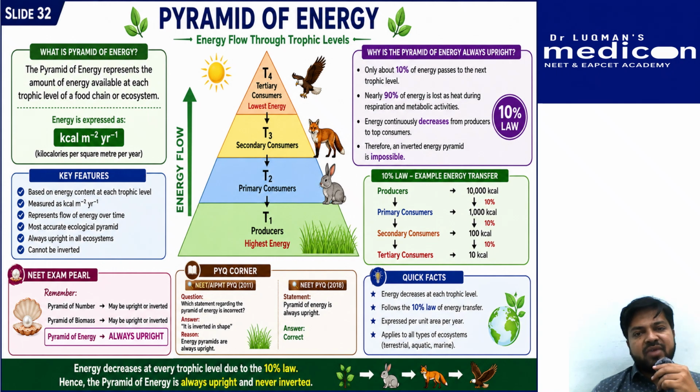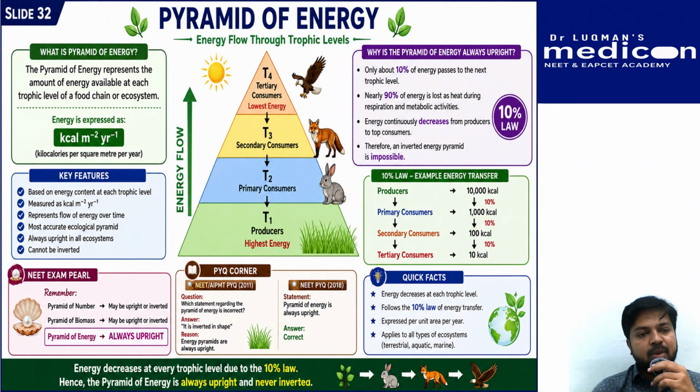Why is the pyramid of energy always upright? Only about 10% of energy passes to the next trophic level, that is the 10% law. Nearly 90% of energy is lost as heat during respiration and metabolic activities. Energy continuously decreases from producers to top consumers. Therefore, an inverted energy pyramid is impossible. A numerical question on energy transfer using the 10% law can be asked from here.